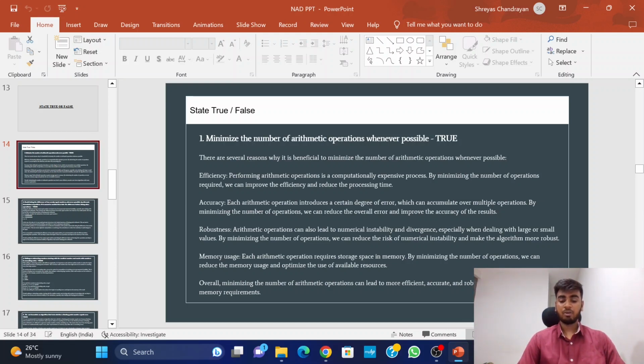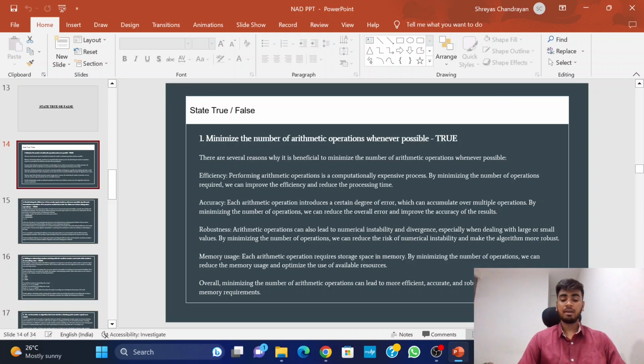Robustness. Arithmetic operations can also lead to numerical instability and divergence, especially when dealing with large numbers or values. By minimizing the number of operations, we can reduce the risk of numerical instability and make the algorithm more robust. Memory usage. Each arithmetic operation requires storage space in memory. By minimizing the number of operations, we can reduce memory usage and optimize the use of available resources.